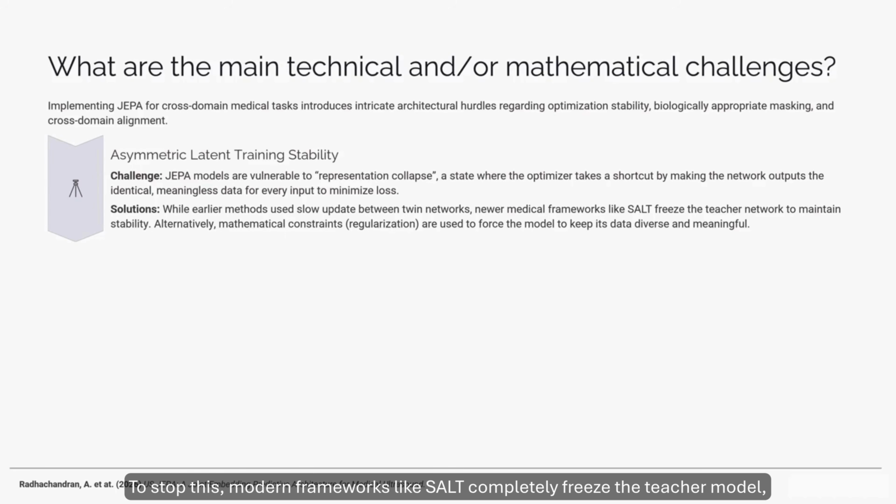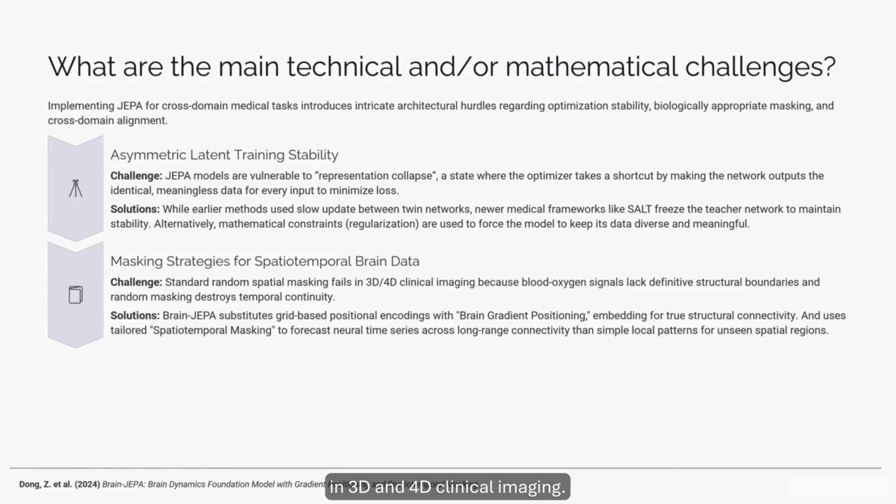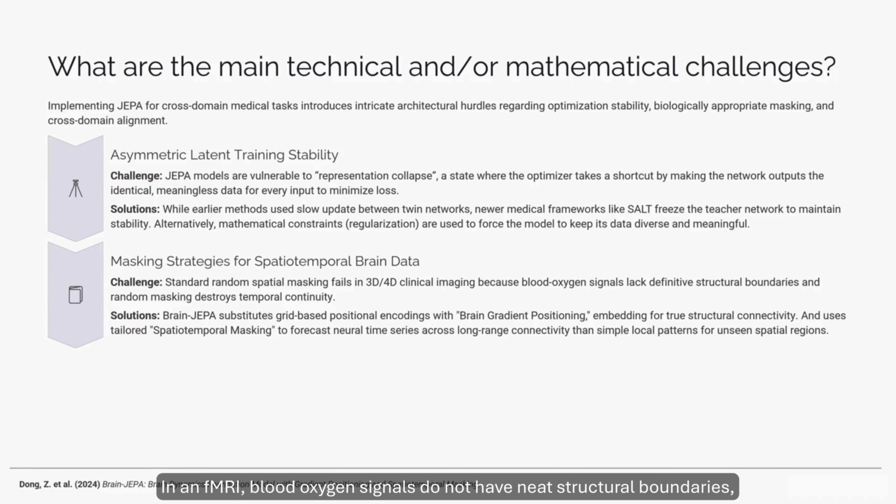To stop this, modern frameworks like SAL completely freeze the teacher model, providing the learning model with a stable, unmoving target. We can also combat this using regularization, which applies explicit mathematical constraints to force the model's features to remain diverse and meaningful. The second major challenge is how we mask the data during training, and you cannot black out random squares in 3D and 4D clinical imaging. In an fMRI, blood oxygen signals do not have neat structural boundaries, and random masking destroys the vital temporal flow.